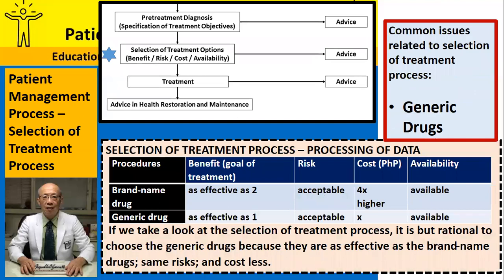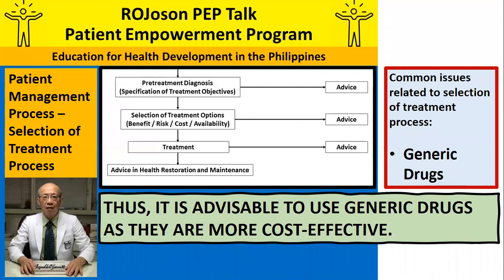So if we take a look at the selection of treatment process, it is but rational to choose the generic drugs because they are as effective as the brand name drugs, same risk, and cost less. Thus, it is advisable to use generic drugs as they are more cost effective.